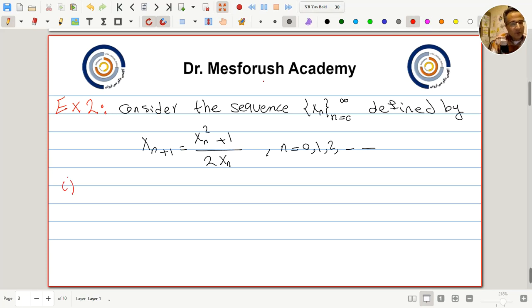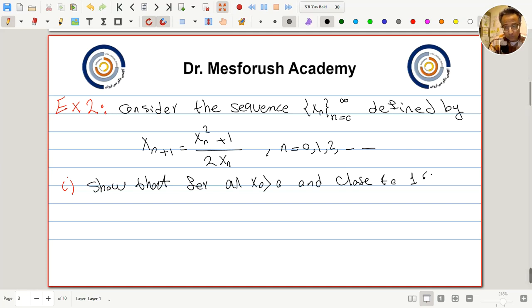The first part of the question: show that for all x_0 greater than 0 and close to 1, the sequence converges to 1. Okay, it's very simple.